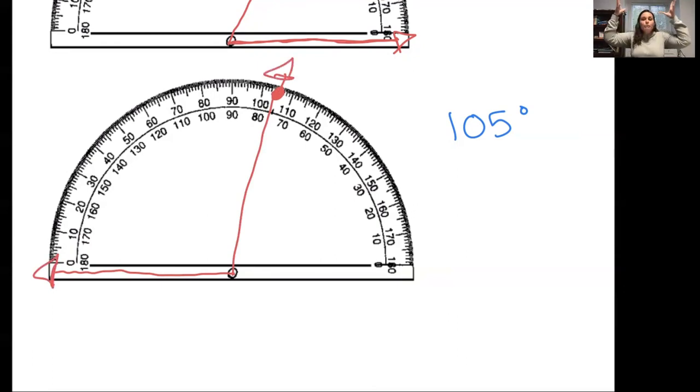And poof! 105 degrees. I might want to put my little arc in there. I forgot to put on my other one up there. And you have just drawn a 105-degree angle, ladies and gentlemen. Look at you, fantastic mathematicians.